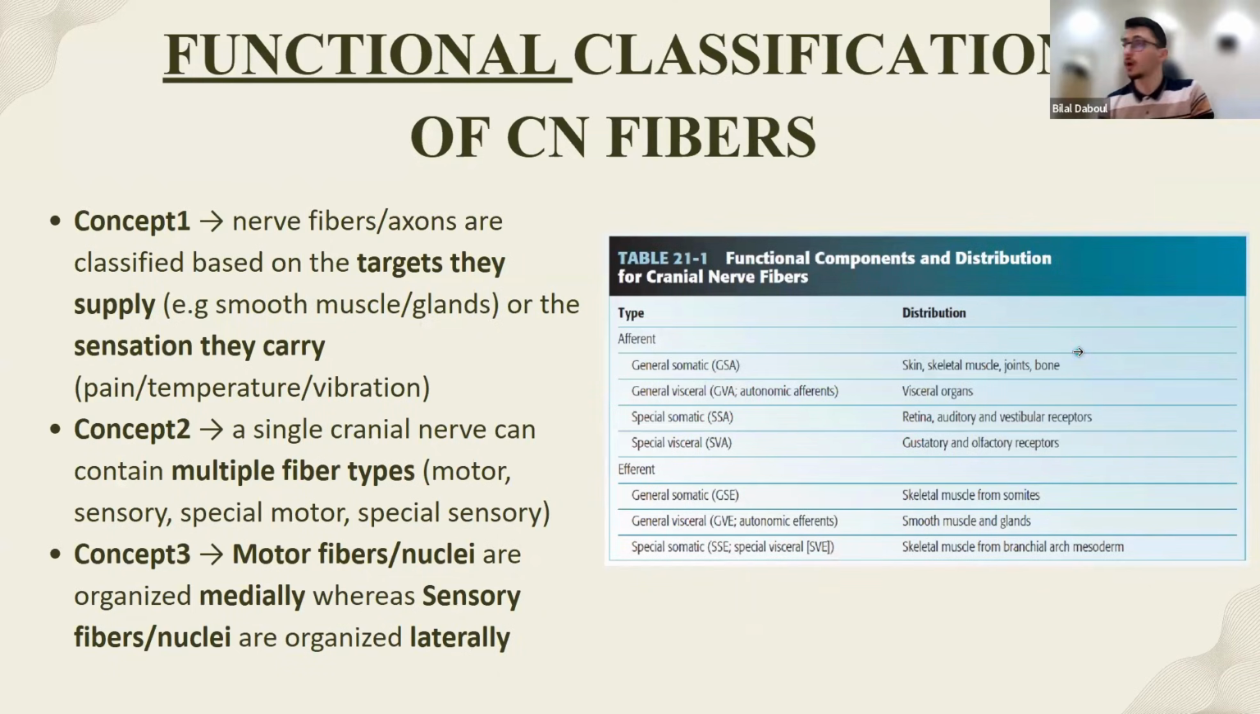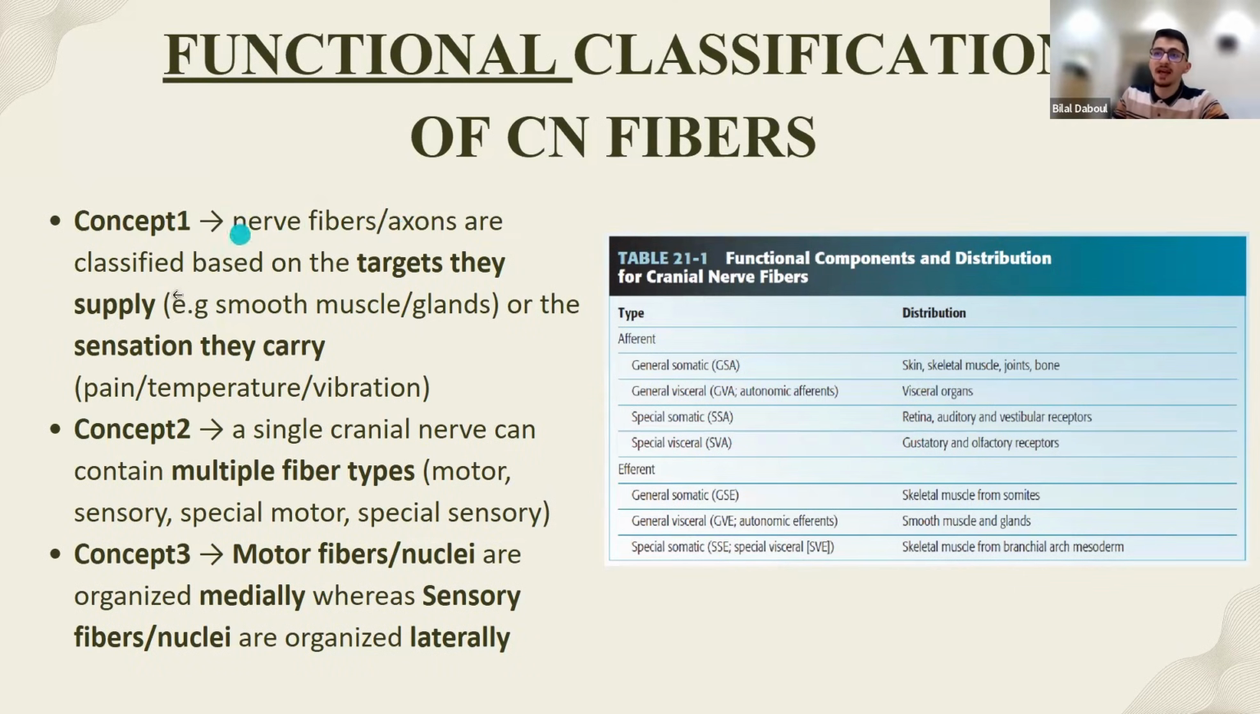Now, okay, this is a very important part. This is the functional classification of cranial nerve fibers. So generally, again, I'll be dividing. This is a principle slide, a concept slide, and then we'll proceed to discussing the table in detail. Concept 1 outlines that nerve fibers or axons are classified based on the targets they supply. So you have two broad categories: they are either motor or sensory. They either relay sensations from the periphery, so the face, for example, or they are motor to a particular structure that elicits a function. So, for example, this could include smooth muscle, striated skeletal muscle, submandibular and sublingual salivary glands, or even lacrimal glands.